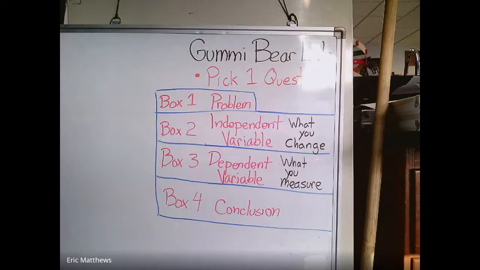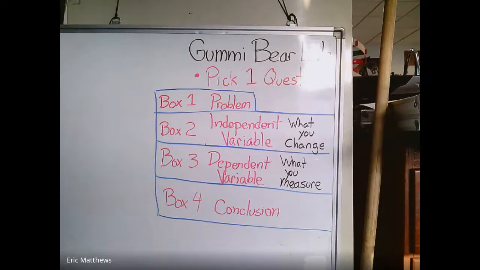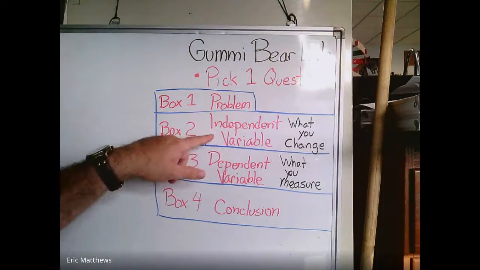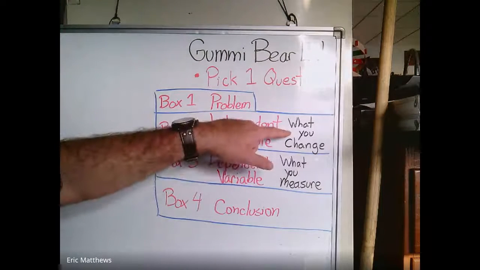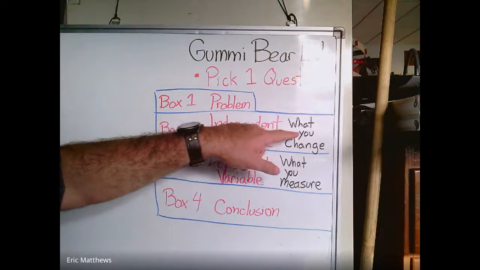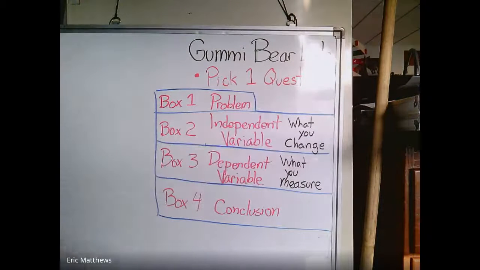Box number 2, I want you to write down what your independent variable is going to be. We saw this in the airplane lab for question number 2. It said choose one characteristic about the plane that you're going to change. This is your independent variable. So now you want to pick what is the one thing that you are going to change. Write it into the second box.